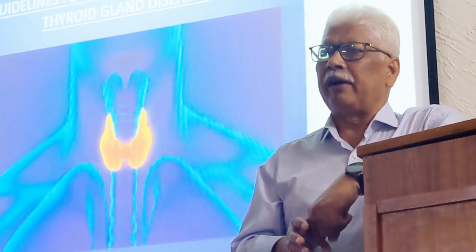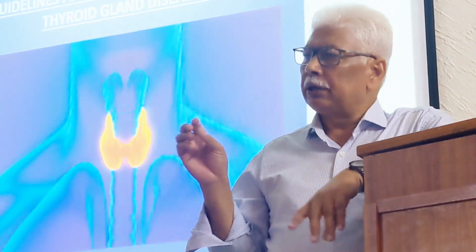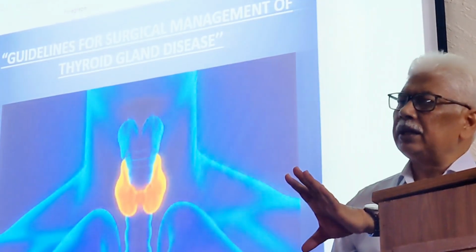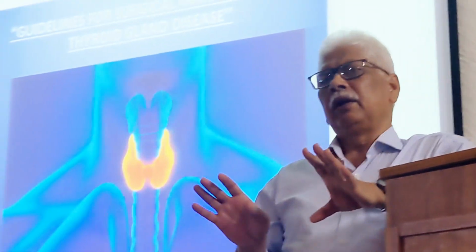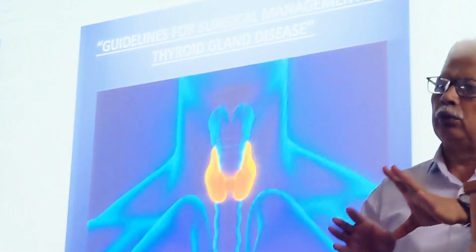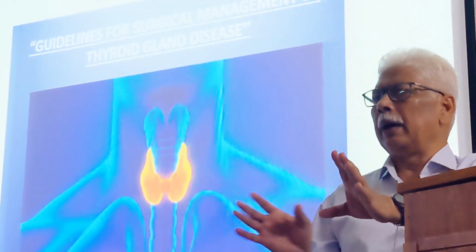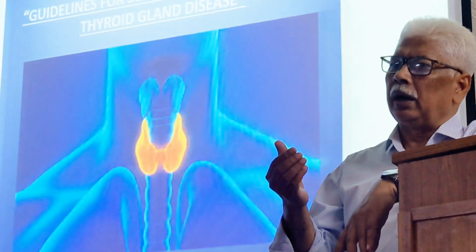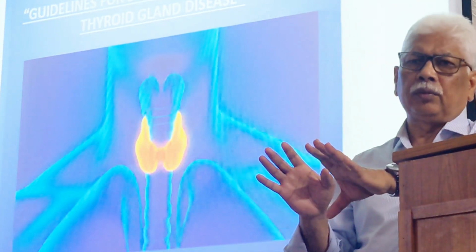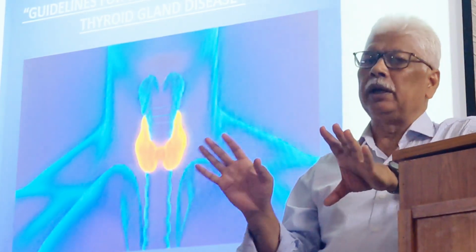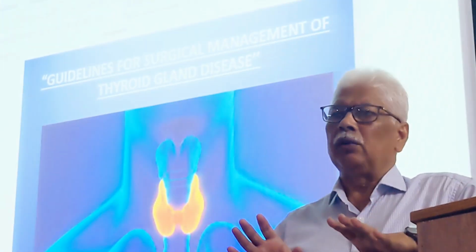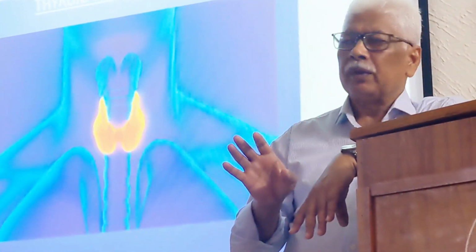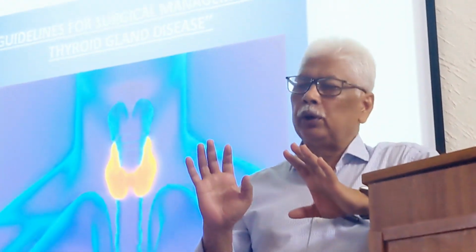So the simplest way of advising is a single investigation, and that is the TSH. TSH is sufficient. TSH is a super sensitive test. It is sufficient to look into whether the patient is having a hyper or hypo state. The second investigation that is usually advised is an ultrasound. Previously, ultrasound was advised only to see the size and the cystic and solid components.